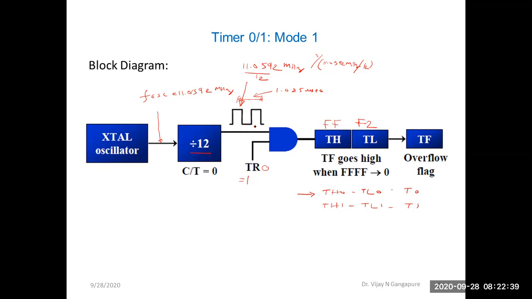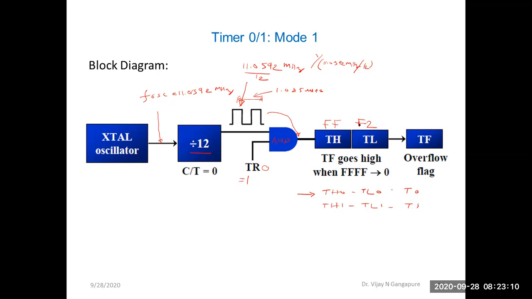The pulses reach the other input of this AND gate. So this is an AND gate. This AND gate will be enabled only when this input is set. When this input is set, the pulses start reaching the output of this AND gate. Once the pulses start reaching the output, they start reaching these timer registers.